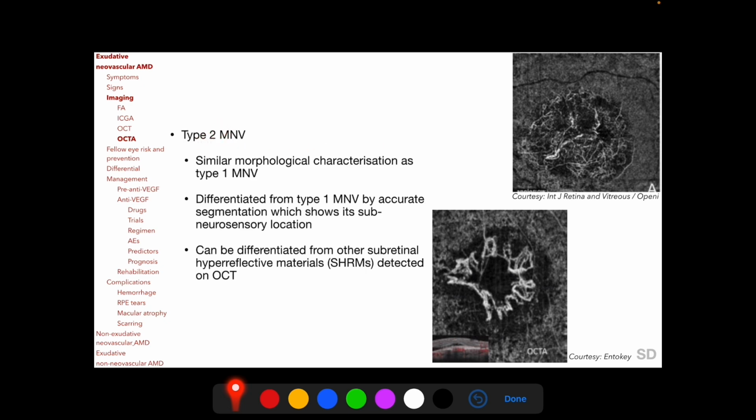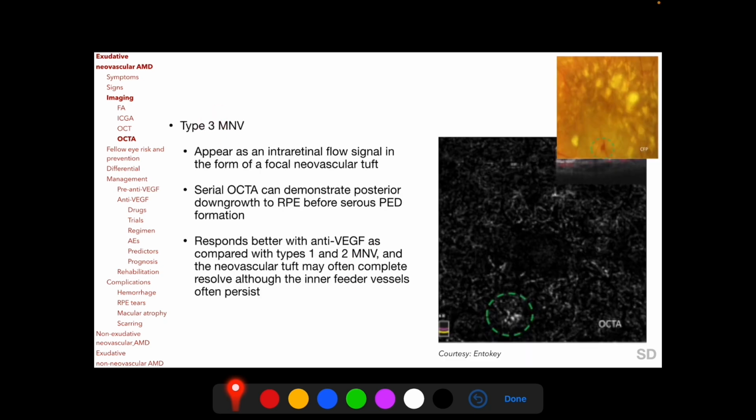Type 2 MNV, as we have mentioned, can be similarly morphologically characterized as type 1 MNV by OCTA, and OCTA can differentiate type 2 MNV from type 1 MNV by accurate segmentation, which we have discussed in the session on OCTA. And OCTA can differentiate type 2 MNV from other etiologies of SHRM detected on OCT. On OCTA, type 3 MNV appears as an intraretinal flow signal in the outer retina, and serial OCTA can demonstrate posterior downgrowth of type 3 MNV to the RPE before serous PED formation. Type 3 MNV has been shown to respond better to anti-VEGF as compared with types 1 and 2 MNV.